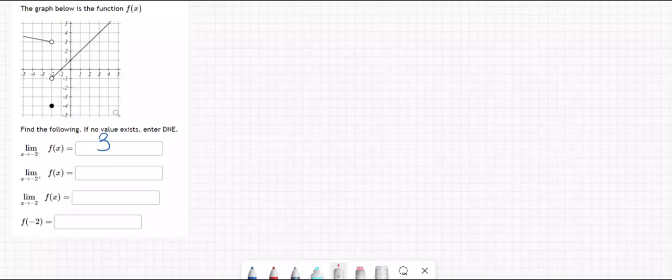And now we're going to look at it from the right, -2 from the positive side, so numbers like -1.99, -1.999. As we get closer and closer to x equals -2 from the positive side, we're getting closer and closer to this point, which doesn't exist, but it doesn't need to. It looks like our function value is getting closer and closer to -1. So when x is close to -2, it's making y get close to -1, so we can say the right-hand limit there is -1.